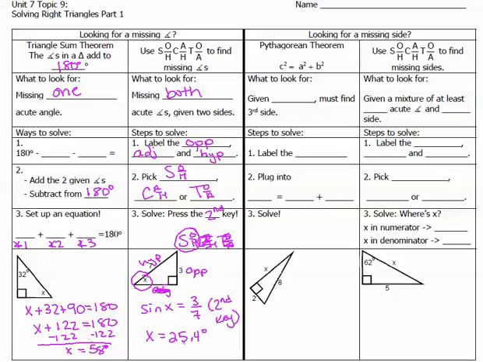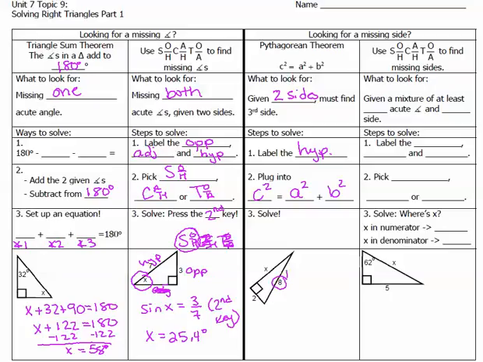But what happens if I'm looking for a side? First of all, we could use the Pythagorean theorem. If I'm given two sides and I have to find the third, I'm going to want to use that. The first step is always to label the hypotenuse, because that never changes. Plug it into c squared equals a squared plus b squared, and then solve. So here, you can't pick one of the acute angles because we don't know which one we have. So that's kind of my first hint.